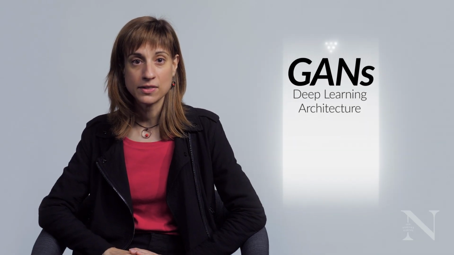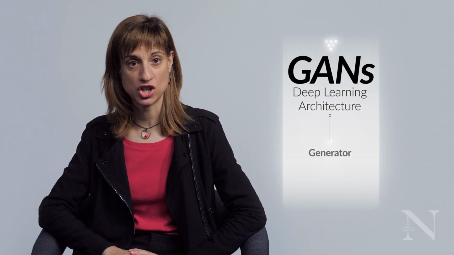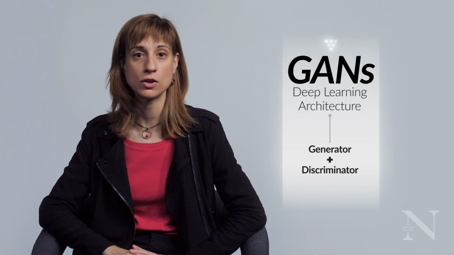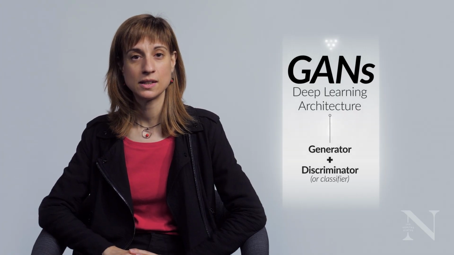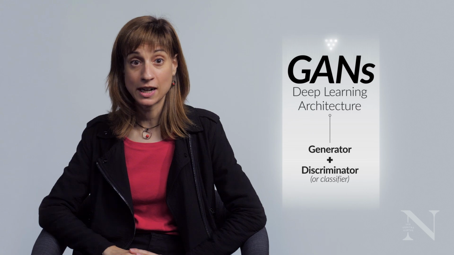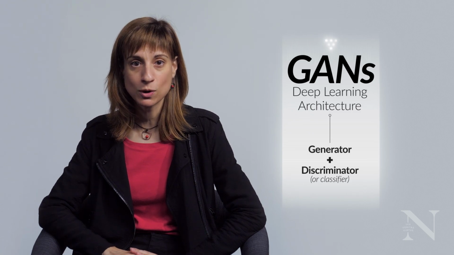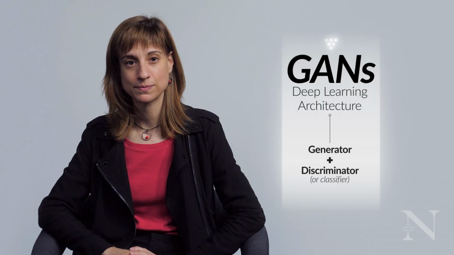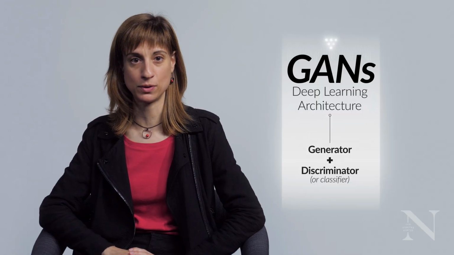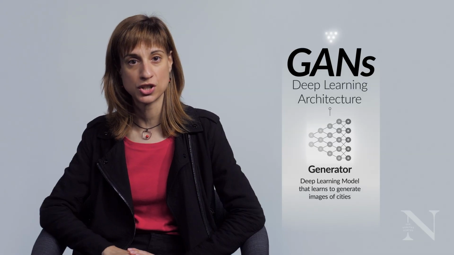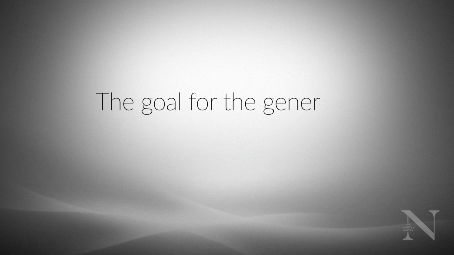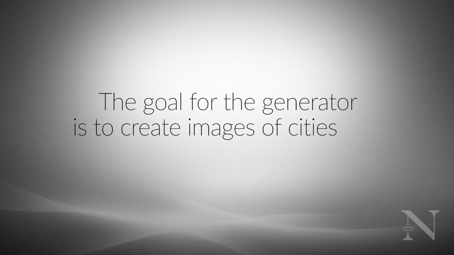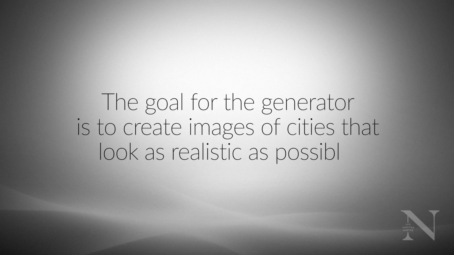A GAN is a deep learning architecture that has a generator and a discriminator, or a classifier. The generator and the discriminator are trained simultaneously through a competitive process. The better the one gets, the better the other gets. Let's see a concrete example. We are going to see how to use a GAN architecture to train a generator that generates images of cities. The goal for the generator is to create images of cities that look as realistic as possible.